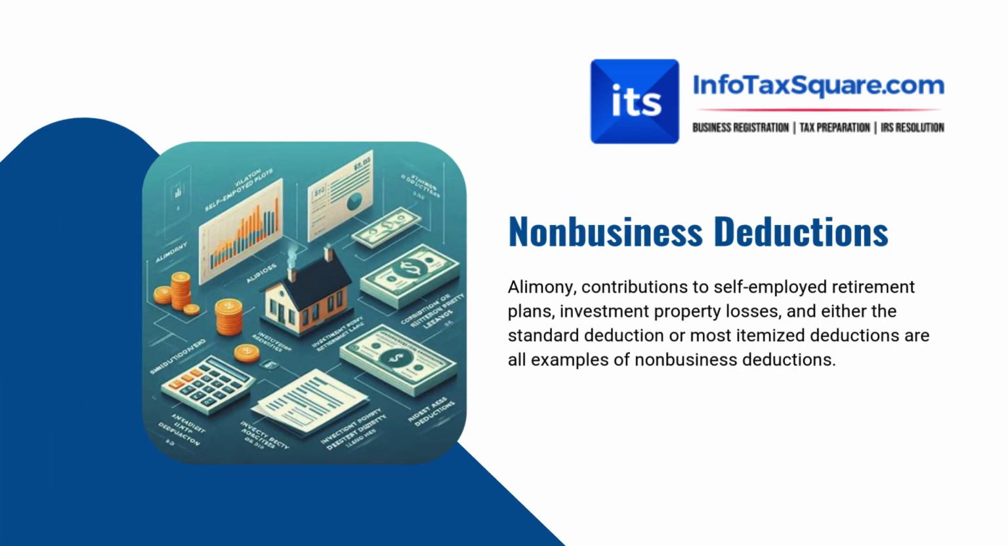Now we will talk about the non-business deduction. What are the non-business deductions? It includes alimony, contributions to self-employed retirement plans, investment property losses, and either the standard deduction or most itemized deductions. These are all examples of non-business deductions.